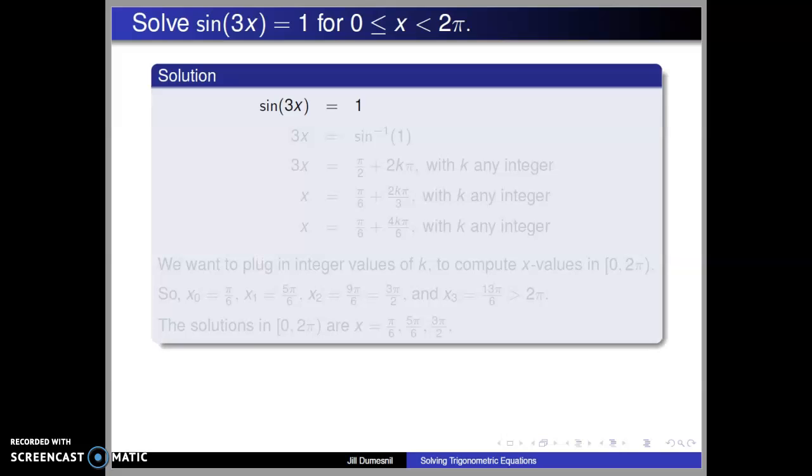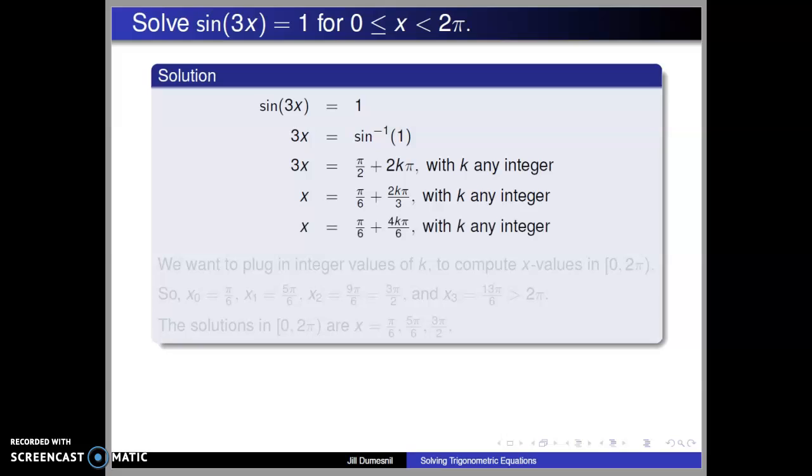We notice that the given equation already has the trig expression isolated. So 3x is the angle whose sine equals 1. Thus 3x is pi over 2 plus integer multiples of 2 pi. To solve for x, we divide both sides by 3, remembering to distribute to both terms on the right-hand side.